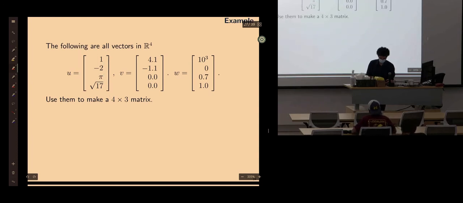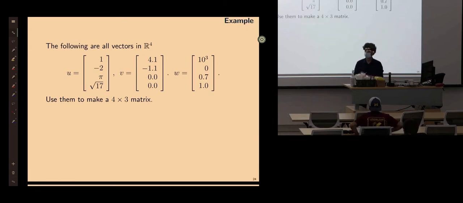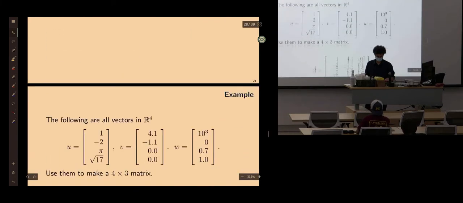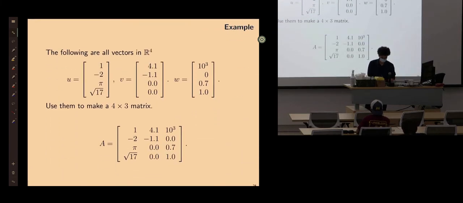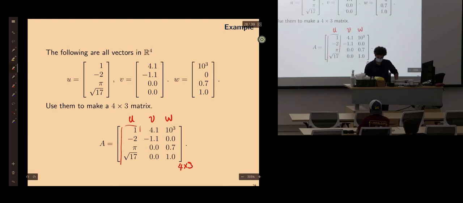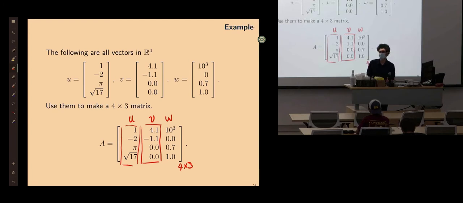Now the question is telling us to use them to make a 4 by 3 matrix. I'm giving you 3 vectors, and it's not difficult to see that we can put them in the columns of a matrix A, and that will be a 4 by 3 matrix. A rectangular matrix where we see its columns as vectors in a 4-dimensional space.